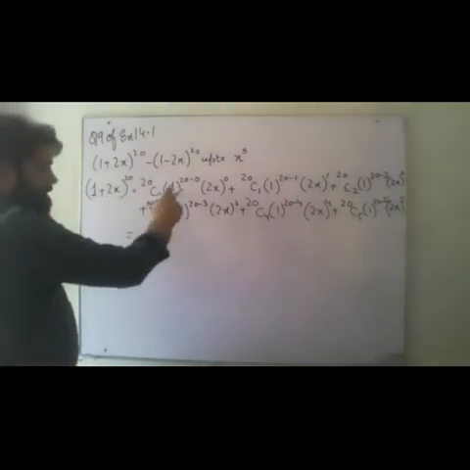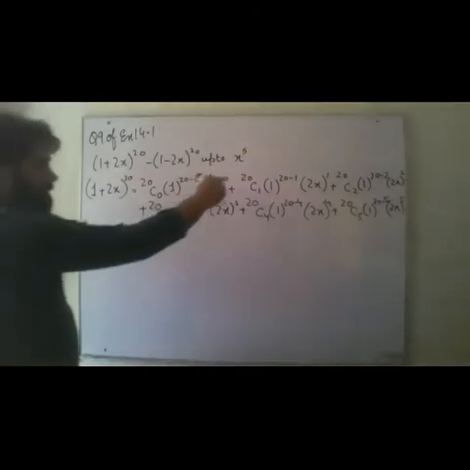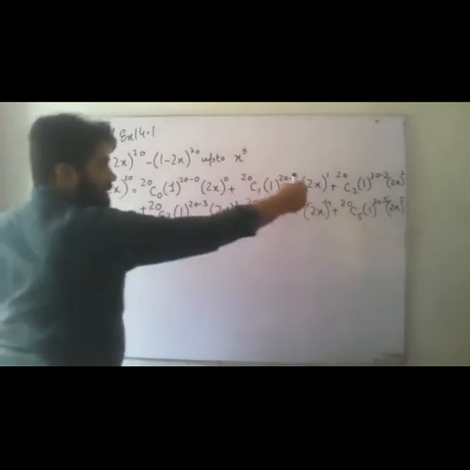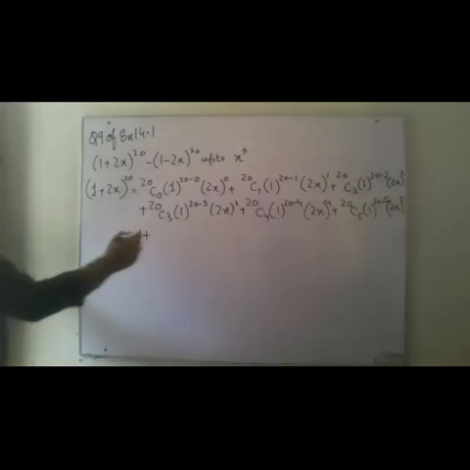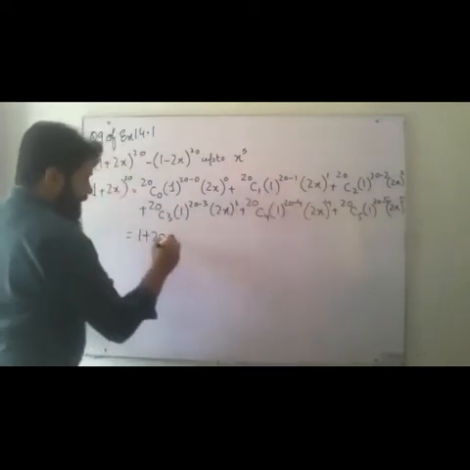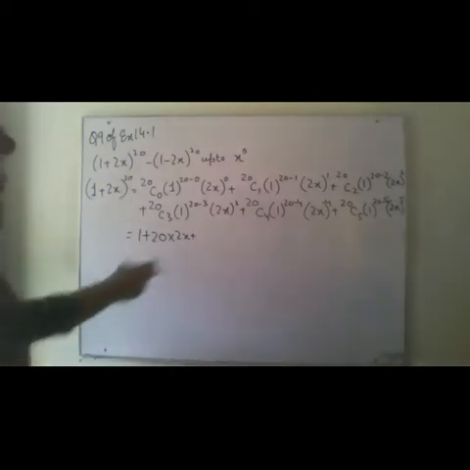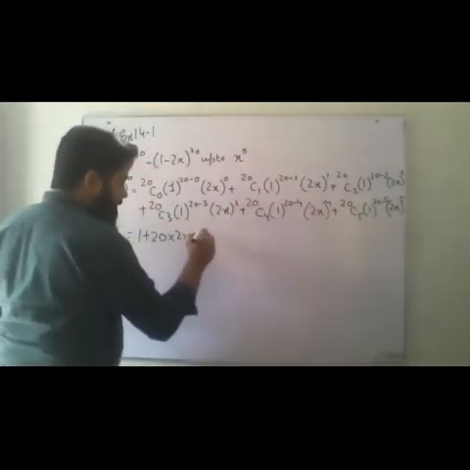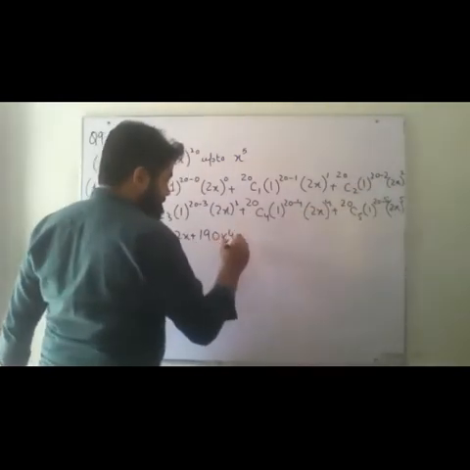20c0, your answer will be 1. This will be 1, this will be 1, whole thing will become 1. Then 20c1 will be 20, multiplied by 1 will be 1, and then into 2x, plus 20c2 will be 190, 1 will remain 1 and this will become 4x square.